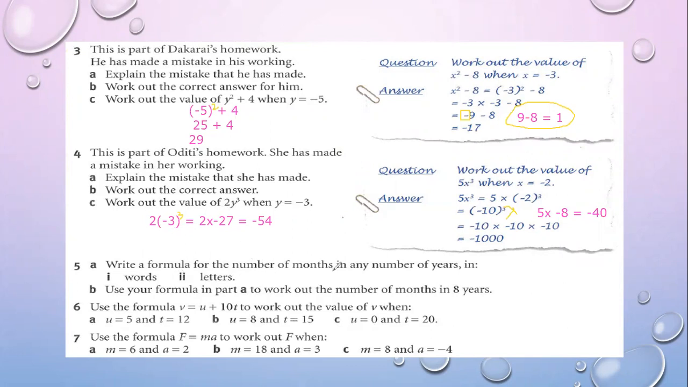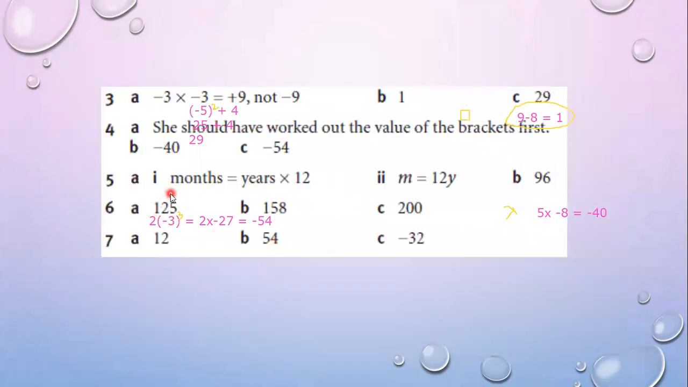Write the formula for the number of months in any number of years. Okay, so we just make a formula. So I will show you the formula here. Question number 5. Months is equal to years multiplied by 12. So 1 year has how many months? 12. So if you say 5 years has how many months, you just write number of years multiplied by 12. So in letters, we just put the first letters M, Y, and 12.